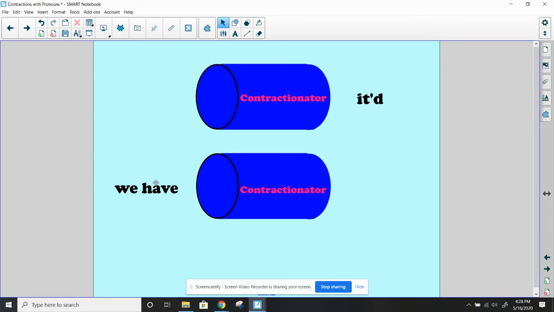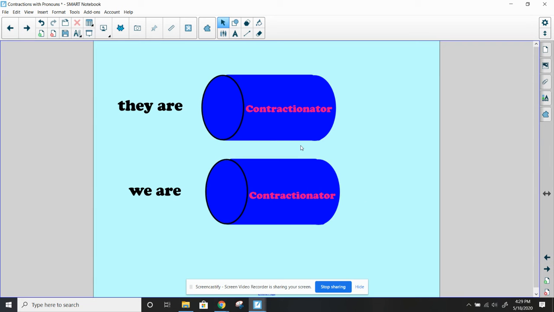We have. We're going to take out the letters HA to make we've. We've been doing a lot of online work lately. The next two. They are. Put that into my contractionator and you get one of those homophones. They're. I know they're going to be happy when school is done. Yes, I'm thinking like my students. They're. That is the contraction there.